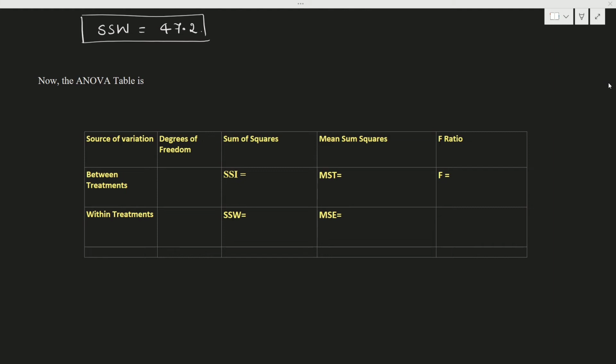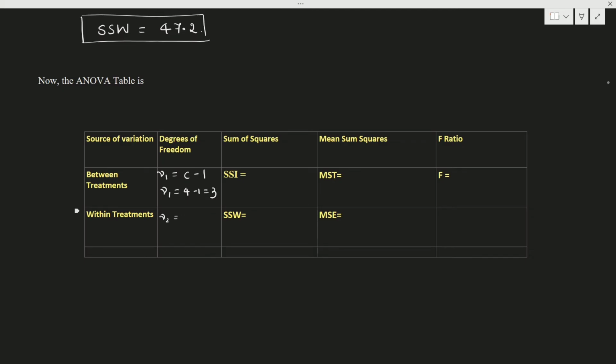Now, once you find SSB and SSW, we need to construct the ANOVA table. This is our ANOVA table now. Source of variation, degrees of freedom, sum of squares, mean sum squares, and F ratio. The sources of variation are between the treatments and within the treatments. Then we need to calculate degrees of freedom. How will you calculate degrees of freedom? Degrees of freedom we have denoted by nu 1. Nu 1 is c minus 1. Now here, c is how many columns? 4 columns, 4 minus 1. So, nu 1 is 3.